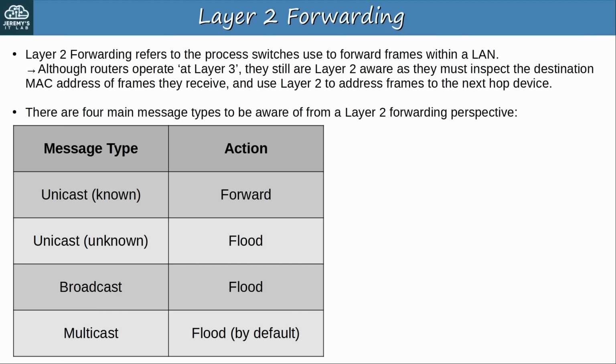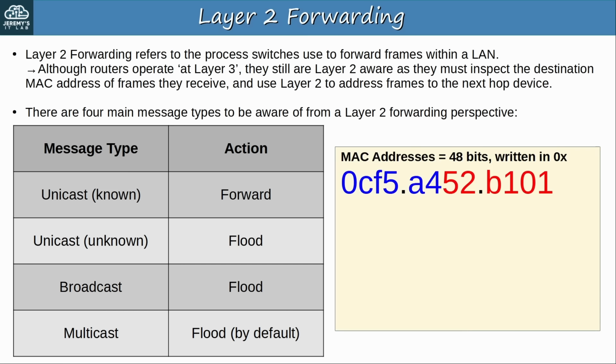Later in this course, we will look at Multicast in more detail. Before looking at an example of each message type, let's quickly review how MAC addresses are structured. MAC addresses are 48 bits in length. However, we usually write them in hexadecimal to make them more human-readable, resulting in 12 hex digits.